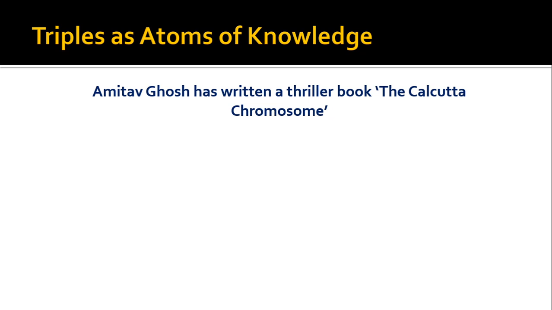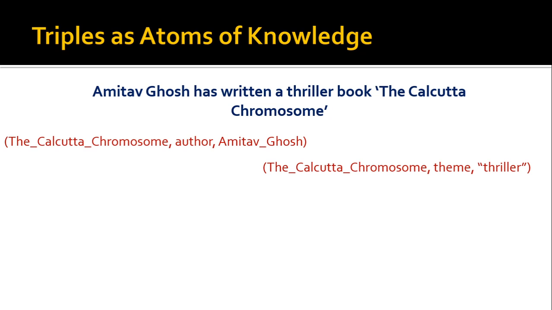Now let us take one example sentence, and you can see that you have multiple facts embedded here. The sentence is: Amitabh Ghosh has written a thriller book, The Calcutta Chromosome, right? So you have got at least two facts embedded here. What are the facts that we can talk about? The Calcutta Chromosome has author Amitabh Ghosh, and the Calcutta Chromosome has theme thriller, right?